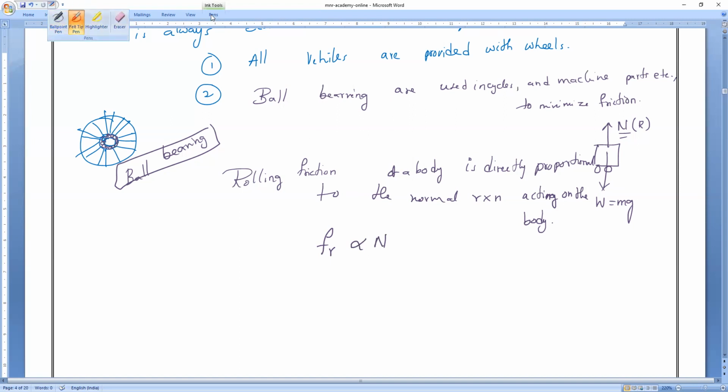Mathematically, if you want to remove the proportionality, what do we have to do? We have to take some constant. Clear, everybody? So the constant into N. From that I can say rolling friction is equal to the constant, what can we say, guys? Mu_R into N. Okay, everyone?